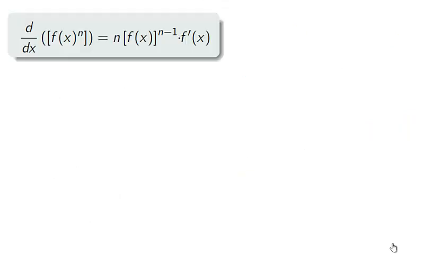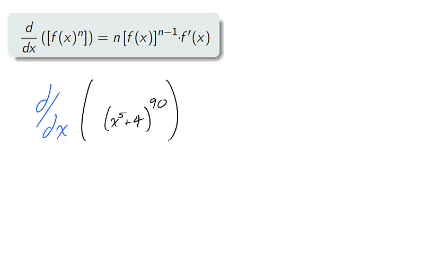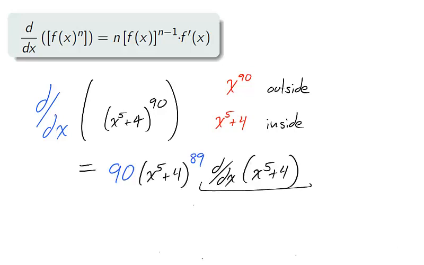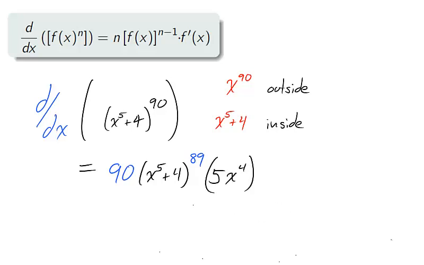We end with an application of the chain rule on powers of functions. This rule recognizes that the outside function is an nth power, and immediately uses the power rule. For example, take x to the 5th plus 4 to the 90th power. The outside function is x to the 90th, and the inside function is x to the 5th plus 4. We take the power rule on the outside function and then use the chain rule.